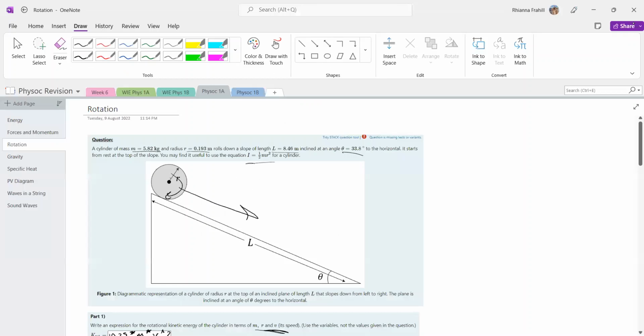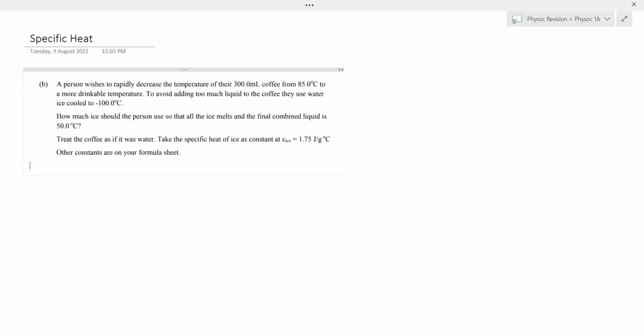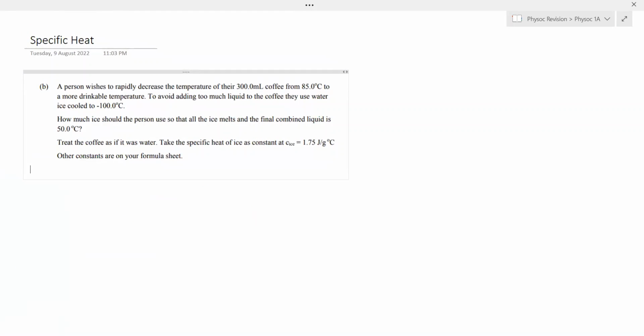Let's move on to thermal physics. So this first one is a pretty quick specific heat one. You'll remember doing a similar thing from the specific heat laboratory with the ice in it. That's pretty much the general form of any of these types of questions in the past paper. It's like if you put two objects together with different temperatures, what's the final temperature, or vice versa.